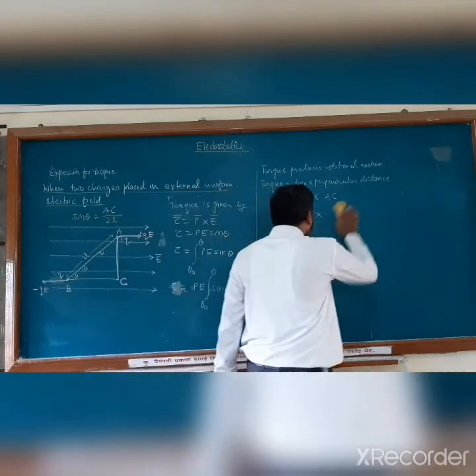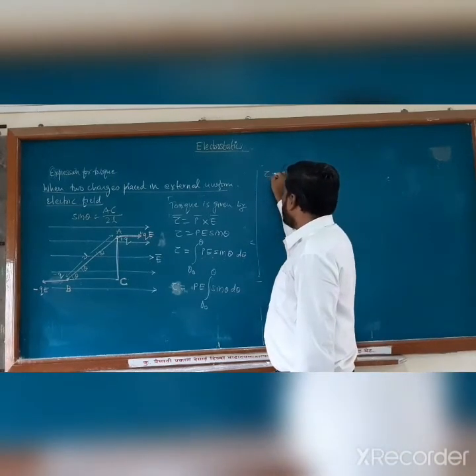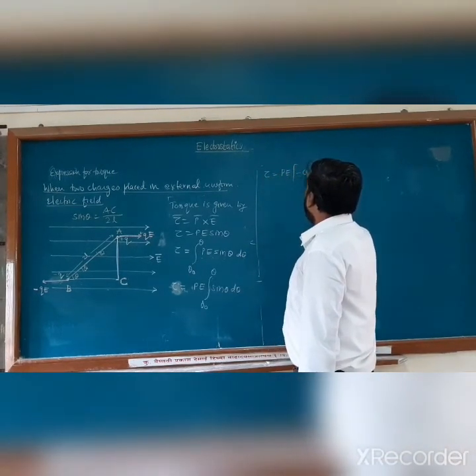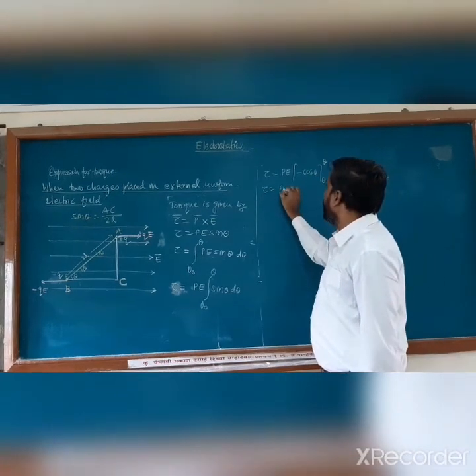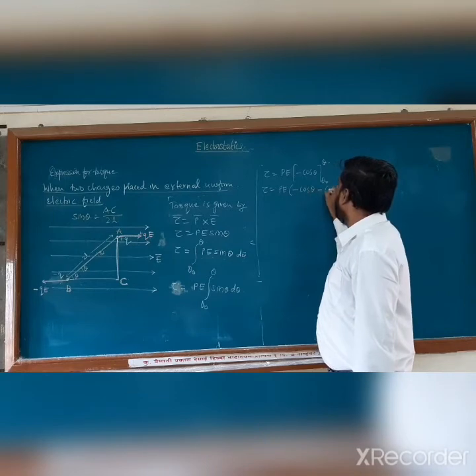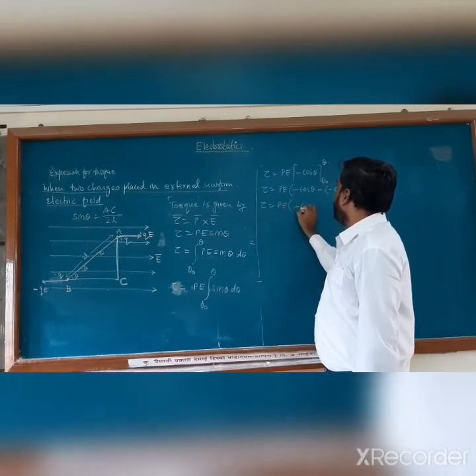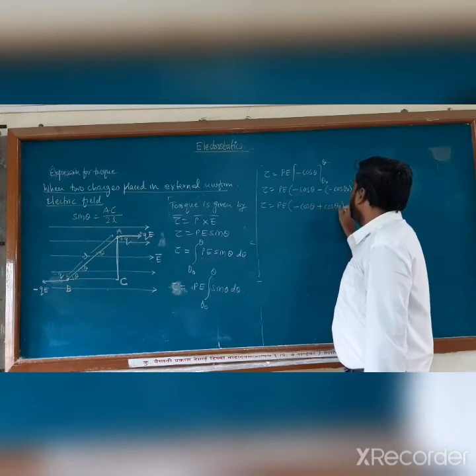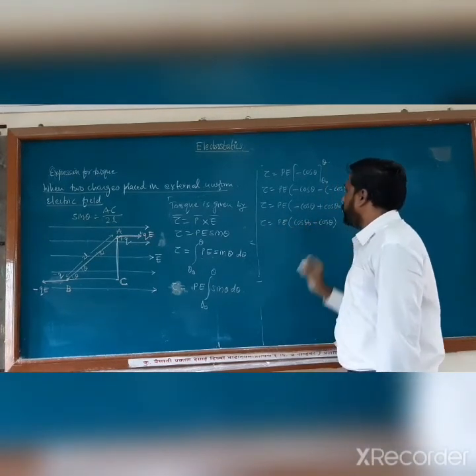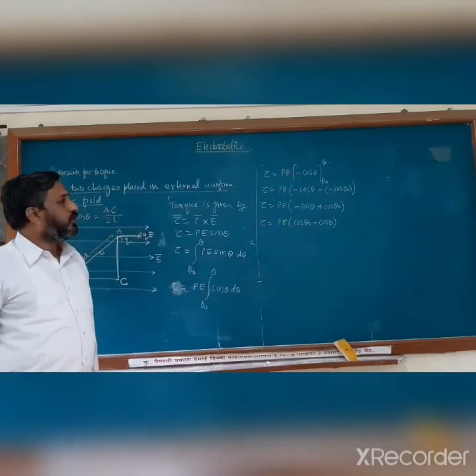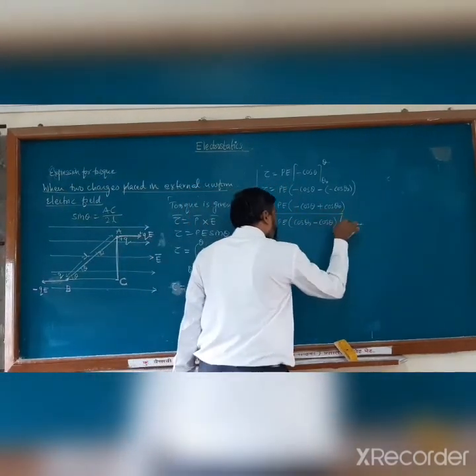Now the question arises, what is the integration of sin theta d theta? The answer is very simple. The derivative of sin theta is cos theta, but the integration of sin theta is minus cos theta. So it becomes PE into minus cos theta, from theta 0 to theta. Now substitute the upper limit first, then the lower limit: PE into minus cos theta minus of minus cos theta 0. So tau equals PE in bracket cos theta 0 minus cos theta. This is my required general expression for the torque.